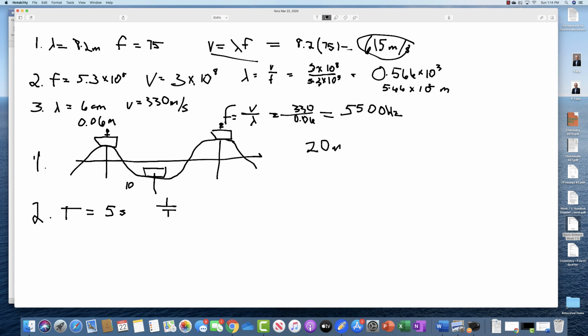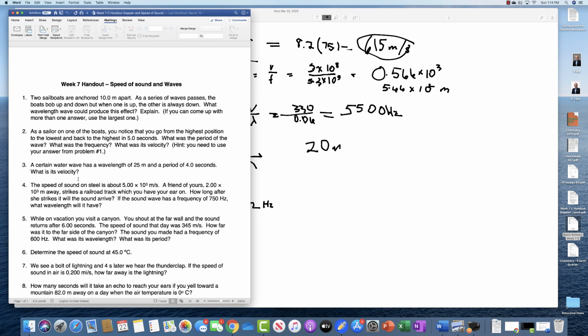If it takes 5 seconds to complete one full wave, then 1/5 of a wave is completed each second, or 0.2 cycles per second, or hertz. So the period is the time that it takes to go through one complete wave, and the frequency is 1 over the period, or how many waves are completed per second.